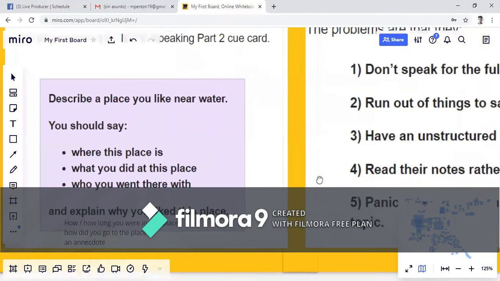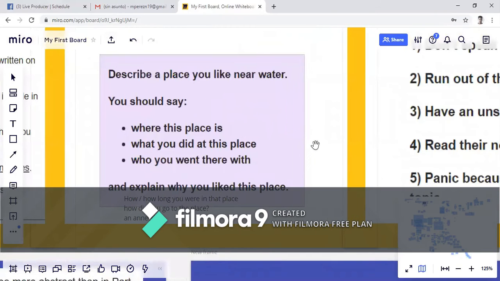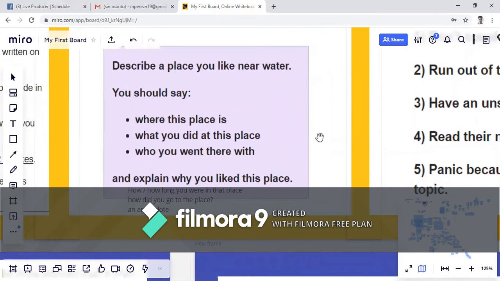So let's start. I want you to describe a place near water. You should say where this place is, what you did at this place, and who you went there with, okay? You have 1 minute to plan and 2 minutes to talk. Okay, time's over. Now you have to speak for 2 minutes about this. All right, activate your microphone. You can start.